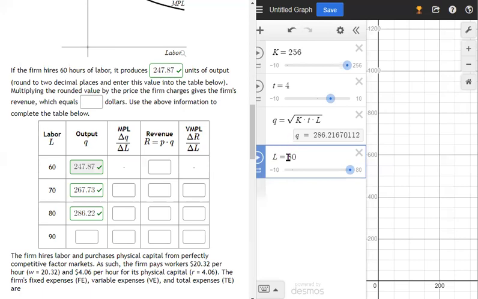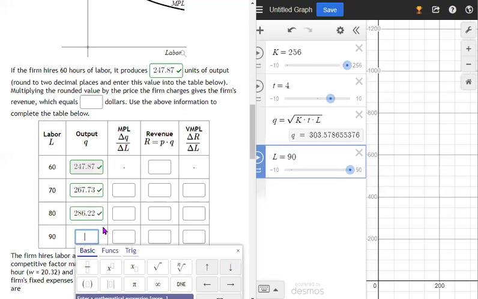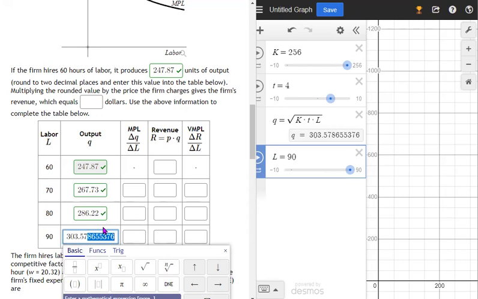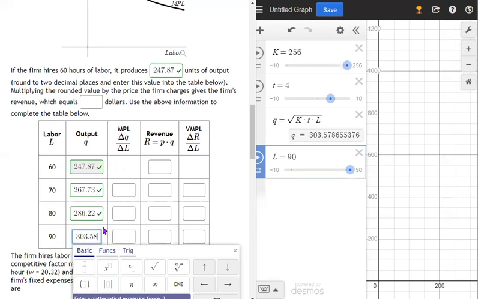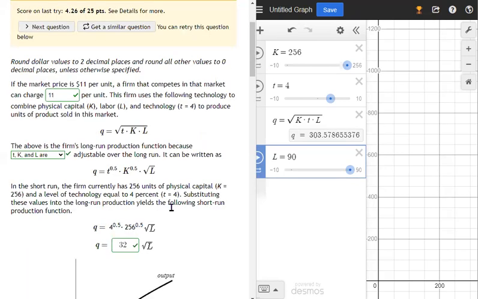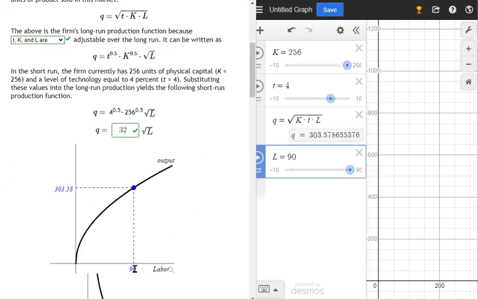And finally, labor is 90. When labor is 90, output is 303.578. That 8 makes that 7.8. Okay. When labor demand is 90 hours, output is 303.58.